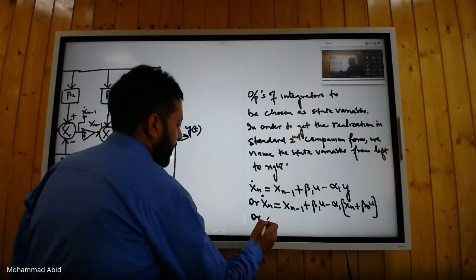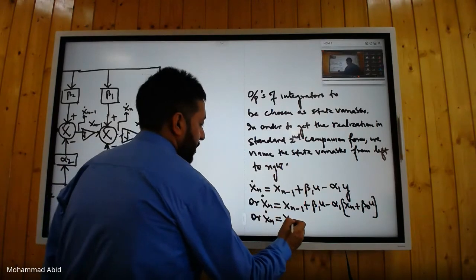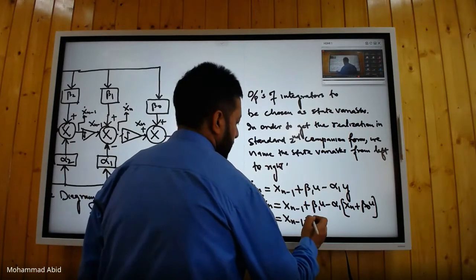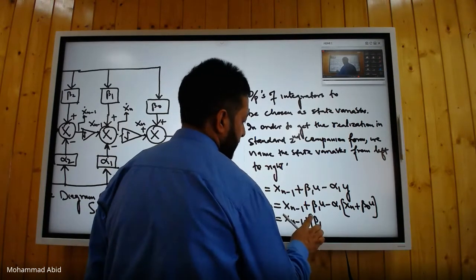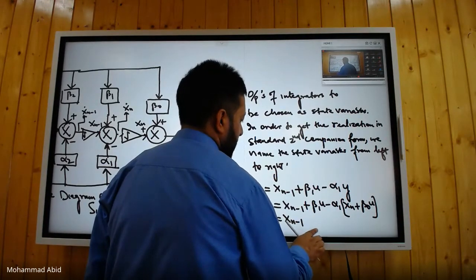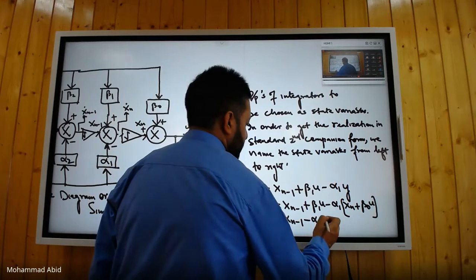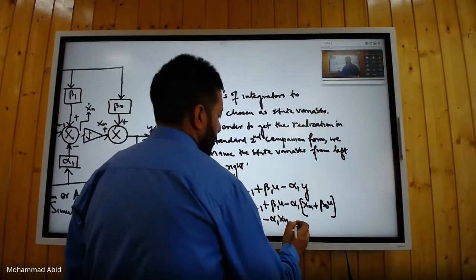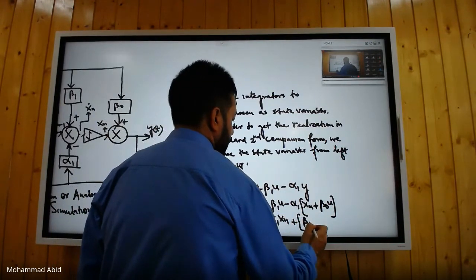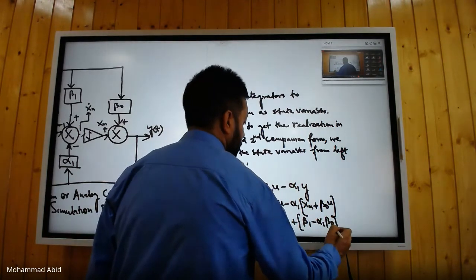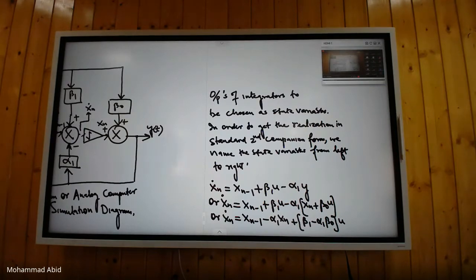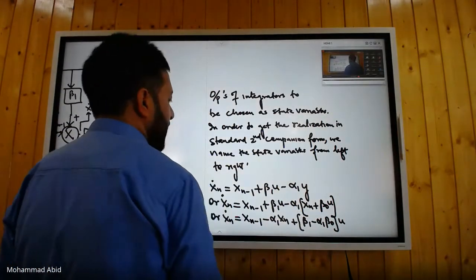Or I can write xn dot equal to xn minus 1. I will combine the u terms. First the xn term: xn minus 1, then we have minus alpha 1 xn. Right? Minus alpha 1 xn plus beta 1 minus alpha 1 beta naught into u. Is that okay? Yes, sir. If I make a mistake in the mathematics anywhere, please interrupt me. So this is your equation for xn dot.